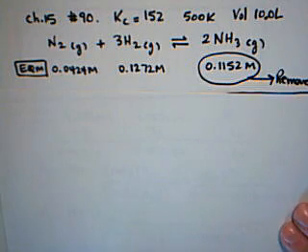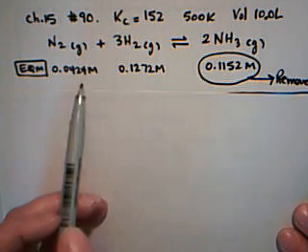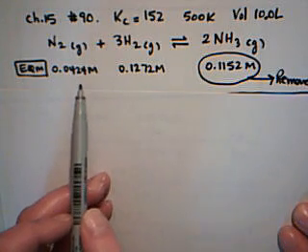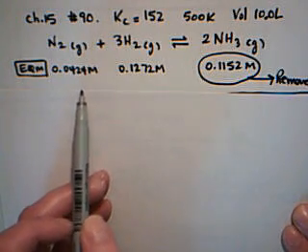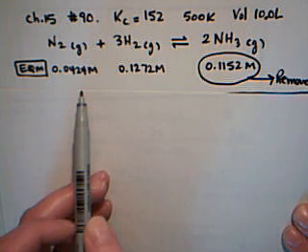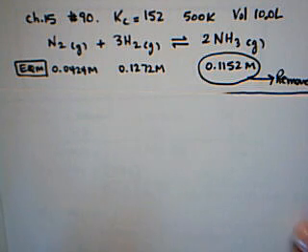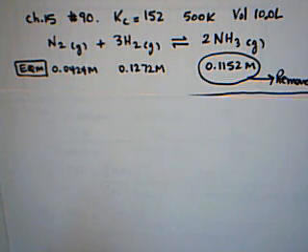The 3 bits of information that we are given are the number of moles of N2 present at equilibrium, and that number is 0.424, but it's in 10 liters, and so we just made it a molarity right away. The same goes for the hydrogen gas. It was 1.272 moles in 10 liters, so that's 0.1272. And the ammonia was 1.152 moles in 10 liters, and that's where the 0.1152 molar comes from.